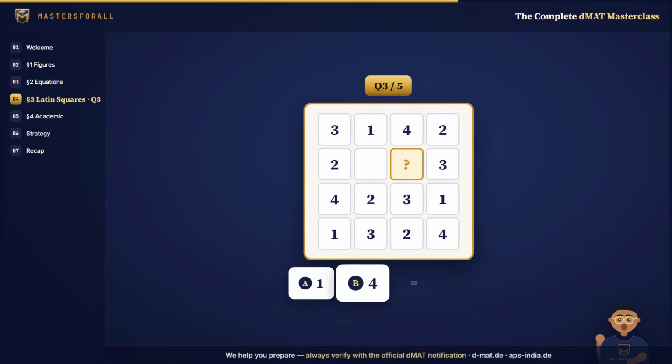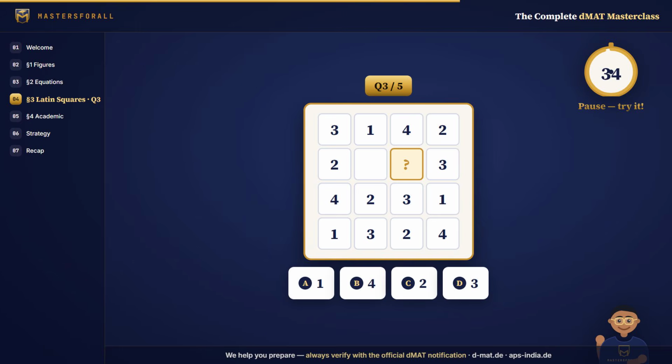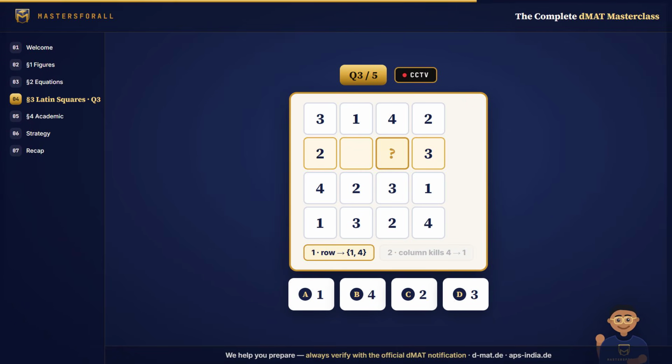Another double blank row. You know both weapons now. The row is missing 1 and 4. The column already holds a 4. Killed. 1 survives. The answer is A.